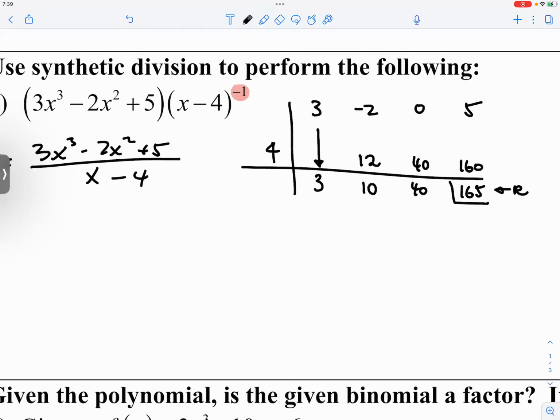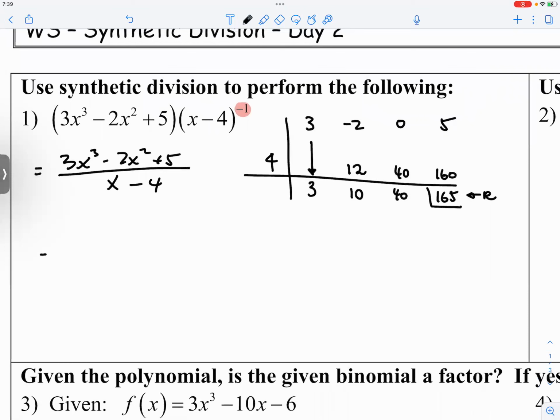So that means this division. Now, what's the result of this division? It'll be 3x squared plus 10x plus 40 plus 165 over x minus 4.